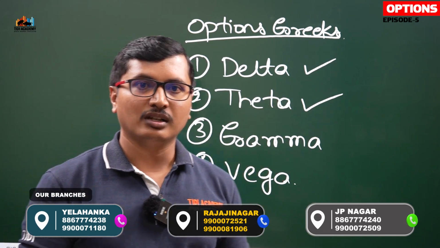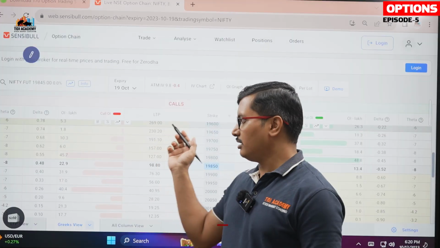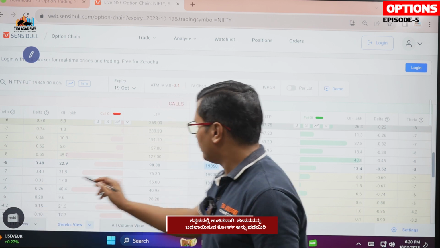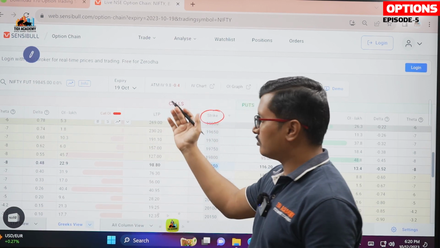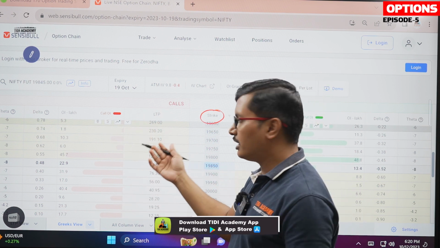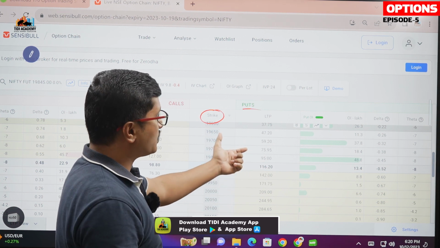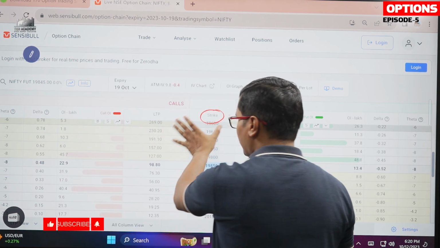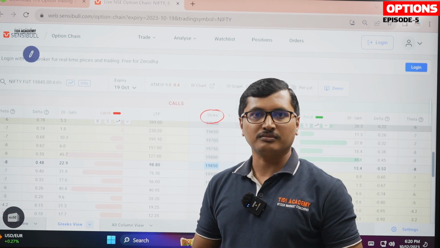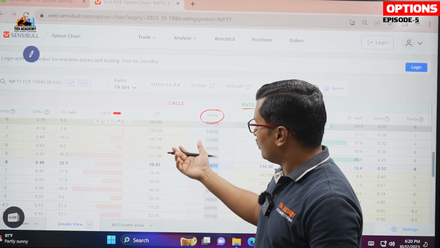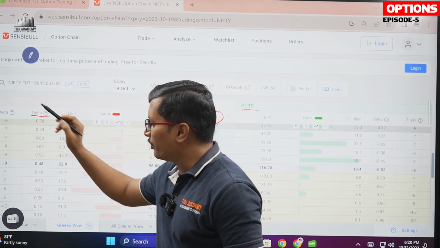Now we will see how it works in the option chain that is present in Sensibull. This is the Sensibull platform that we can see. This is the strike price, and the data on my right side is the call data, and on my left side, as you can see, is the put data. Here is the complete option chain, which is minimized compared to NSE. Now we will see what is delta and what is theta, and how it works.